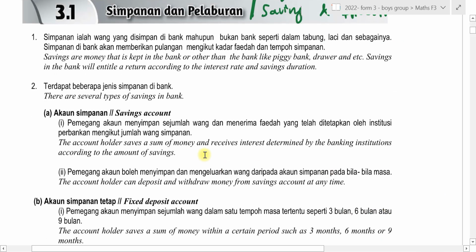There are several types of savings in a bank. The first type is the savings account. The account holder saves a sum of money and receives interest determined by the banking institution according to the amount of saving. Basically you keep your money inside a bank. The bank will tell you, every year 3% will increase. Then that is the interest you gain. For example, if you keep 100 ringgit, 3% is how much? 3 ringgit. In 1 year you increase by 3 ringgit only. Is it good growth? I don't think so.